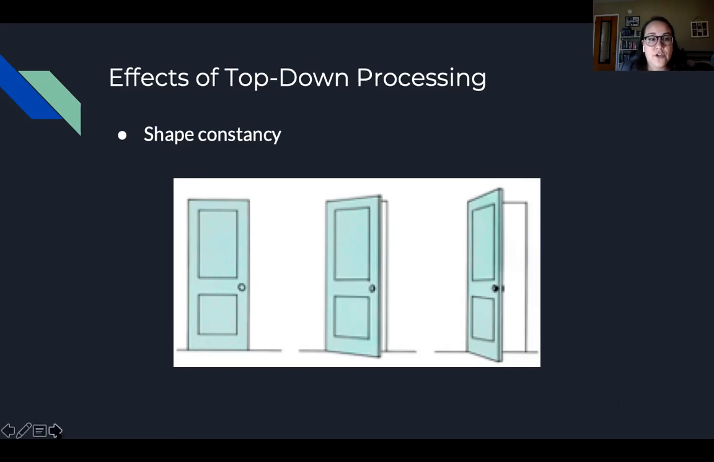Okay, so I'm going to show some videos that are also going to demonstrate how this top-down processing works in our brain.